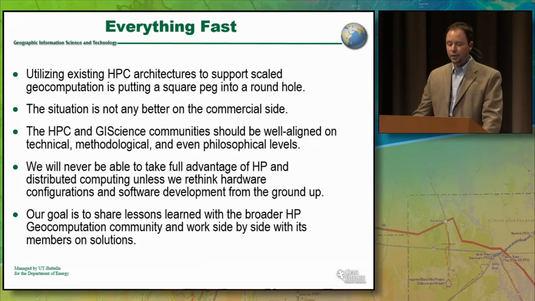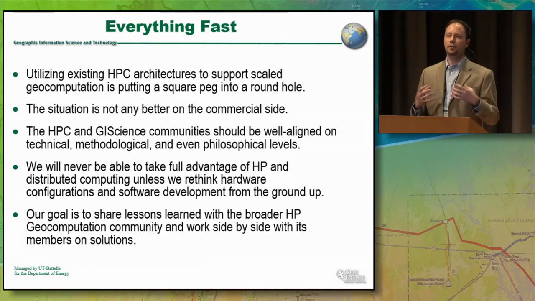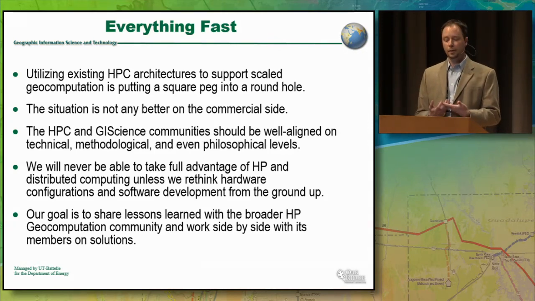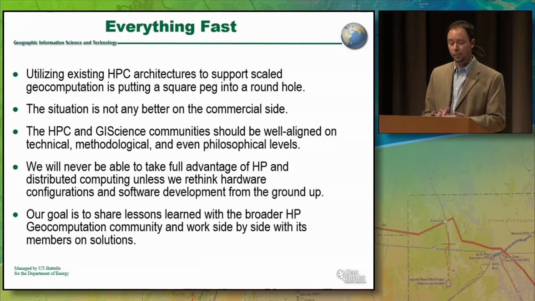Utilizing HPC architectures to support scaled geocomputation is pretty much putting a square peg in a round hole, and I think we all appreciate that. We're trying to make it work with what we have. And I've seen some incredibly creative ways to do this, and not only in the last couple of days, but the last few years. I'm truly impressed at what we've managed to come up with as a community to make it work with the architectures that exist today. On the commercial side, it's really not much better. You have Hadoop and you have various cloud implementations. And again, we're trying to find ways to work with these systems that weren't built for our needs. And we've done a great job with that, but I think we can do a lot more.